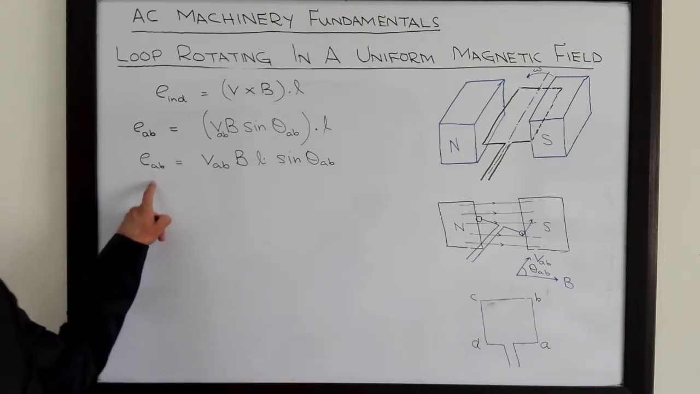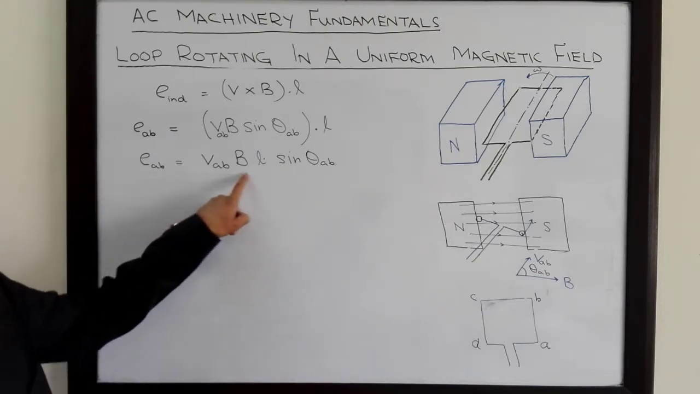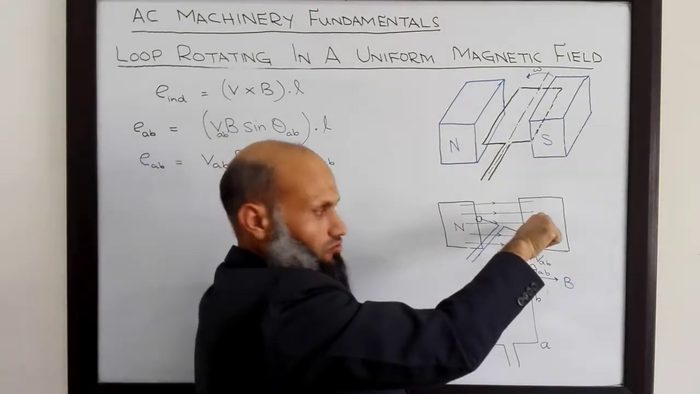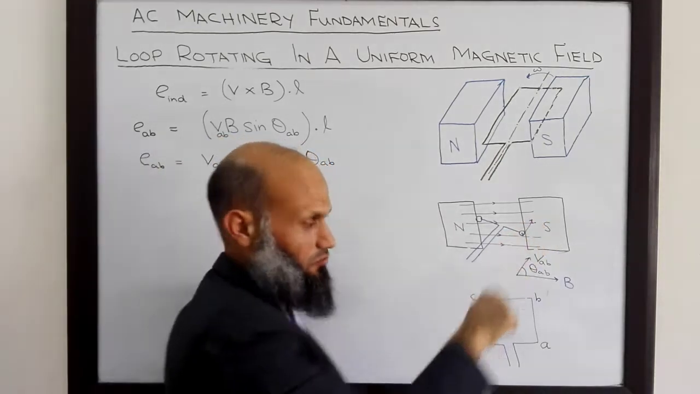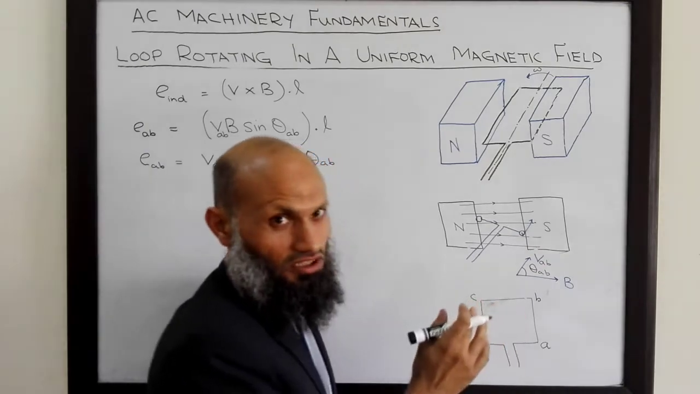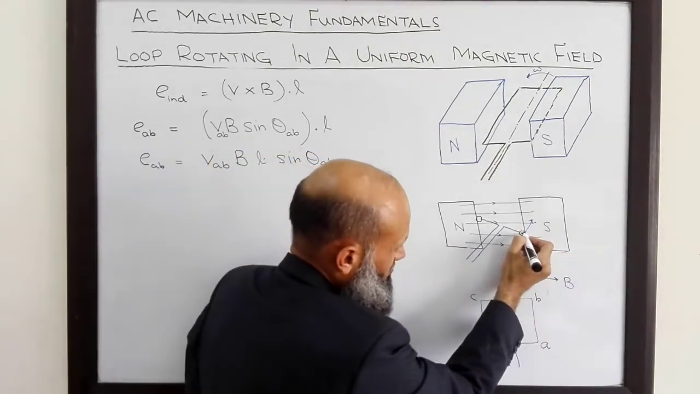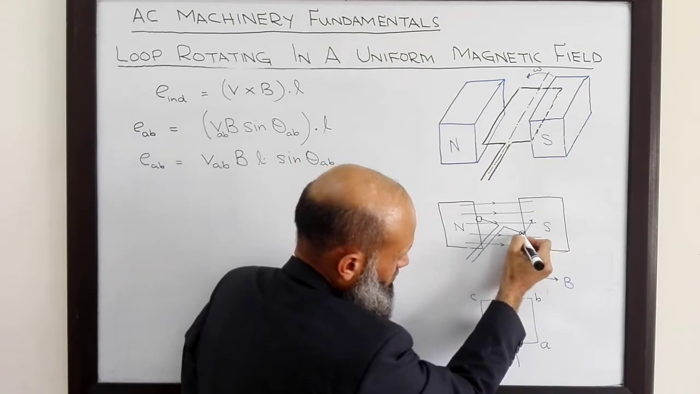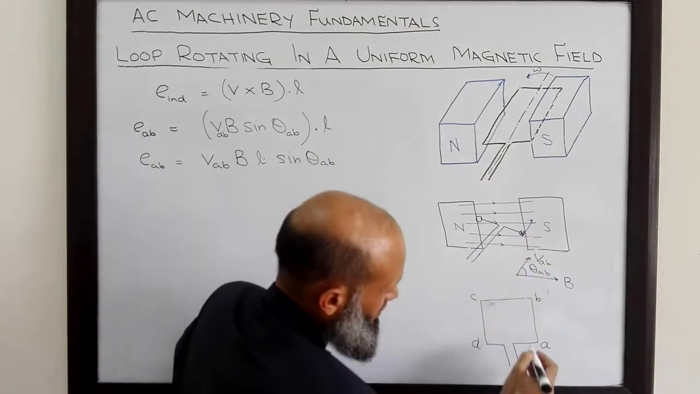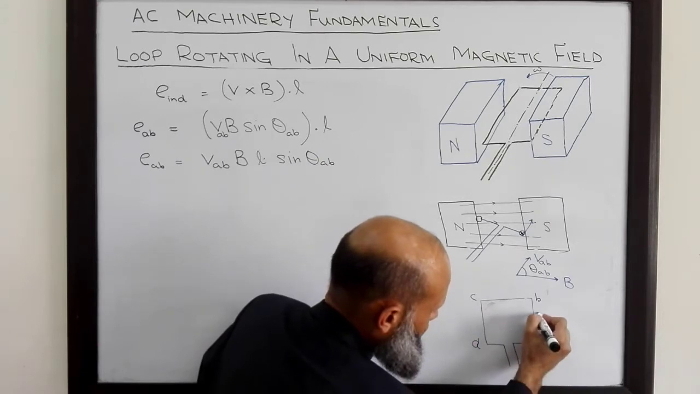And what is the polarity of this induced voltage? The polarity is into the surface of the board. That is, if we allow the current to flow through this coil, it will flow into the board. That can be denoted by the cross notation. So the direction of current is from here to here.